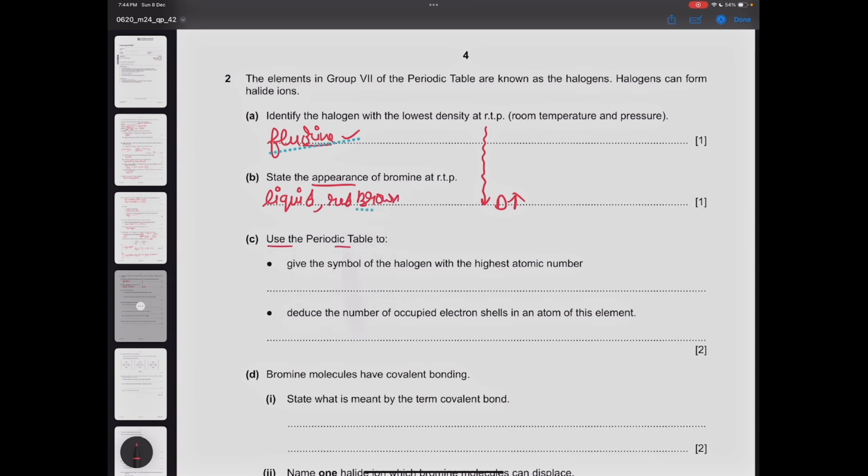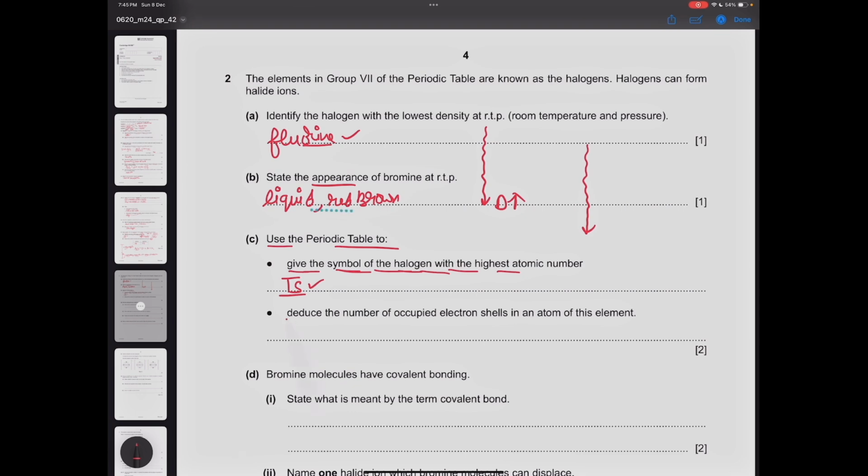Use the periodic table to give the symbol of the halogen with the highest atomic number. Fairly logical. As you go from top to bottom, the atomic number also increases. So give the symbol of the halogen with the highest atomic number. Let's see the periodic table. And you will find in the periodic table that fluorine is there, chlorine is there, bromine is there, iodine is there, astatine is there. Then there is another element with the symbol Ts. It's just that you need to look at the periodic table and write down this symbol.